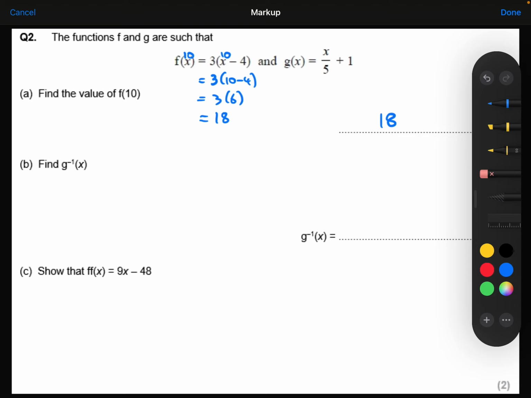For part B, we need to find g inverse. This minus 1 there means the inverse function. Now, two ways to do that. The quick way is to look at the g function. Now, the g function is saying x divided by 5 and then add 1. Well, the opposite to that would be to subtract 1 and then multiply by 5.